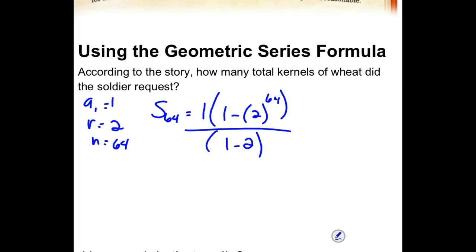Okay. And you ended up with what? 1.845 times 10 to the 19th. What label would we put on this? Okay, so the soldier is really asking for a total of 1.845 times 10 to the 19th kernels of wheat. Okay? Is that a lot?